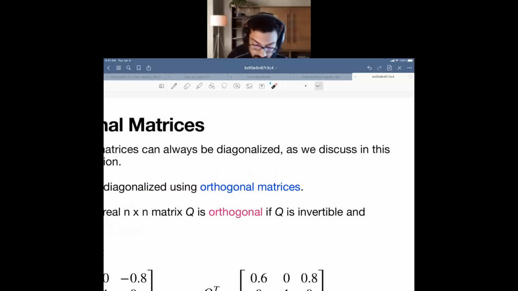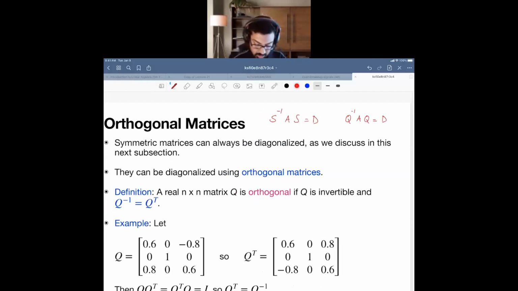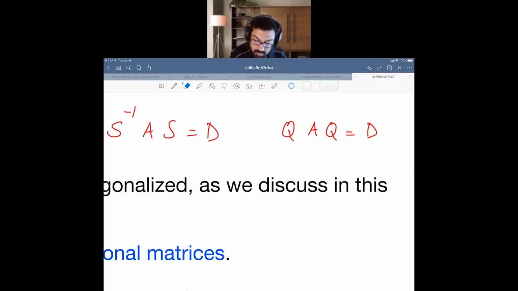Earlier, what were we doing? We were looking at S inverse A S equals D to diagonalize A. Now, with orthogonal matrices, you are looking at Q inverse A Q equals D. But because of this condition, Q inverse is Q transpose, so you can use Q transpose. A is diagonalized using an orthogonal matrix if there is some orthogonal matrix Q that satisfies this criterion: Q transpose A Q equals D.